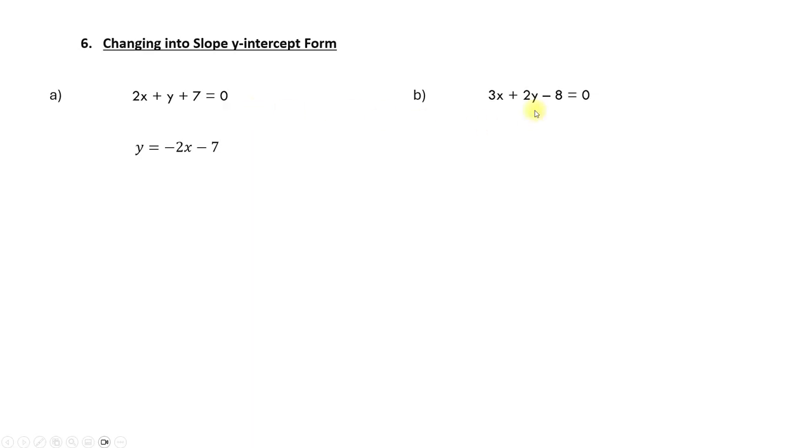Over here, again, we want to isolate y, so we'll keep the 2y for now on this side and bring the 3x and the -8 over to the other side. So we're left with 2y equals -3x plus 8. Divide both sides by 2 to isolate y. Gives us y equals -3x plus 8 over 2. We want to write these as separate fractions, so we end up with y equals -3/2 x plus 4.